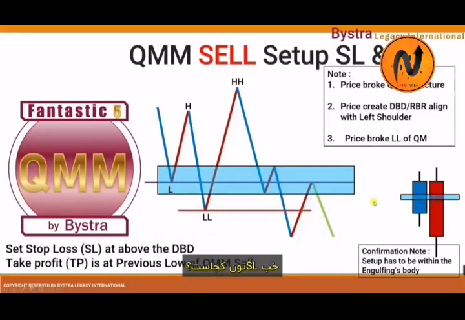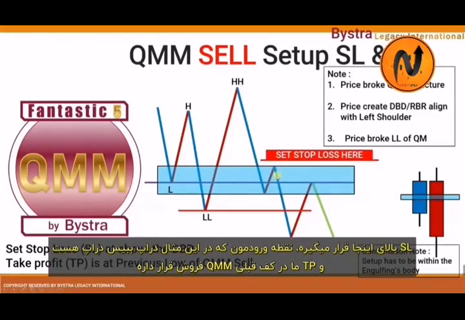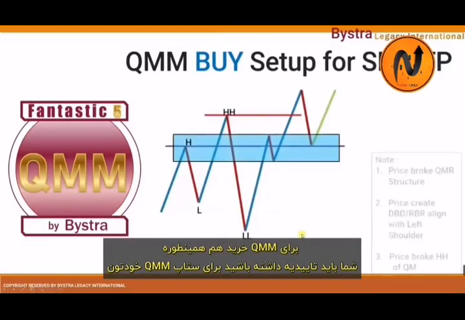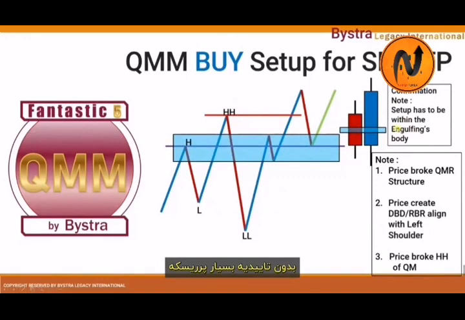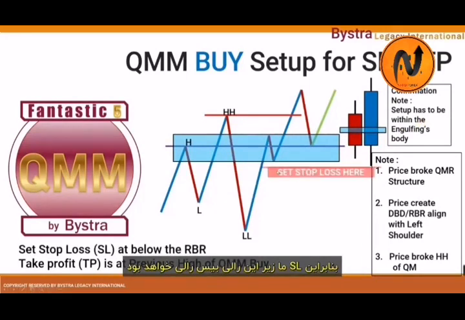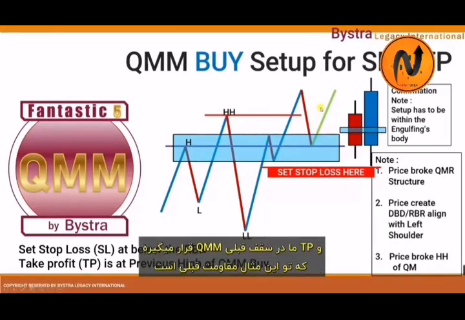So where is your stop loss? Stop loss we will set above here, our entry point, which is the drop base drop in this case, and our take profit would be the previous low of the QMM sell. Same goes with the QMM buy. You must have a confirmation for your QM manipulation. Without confirmation, consider it very high risk. So our stop loss will be below here, below the rally base rally, and our take profit will be at the previous high of the QMM, which in this case is the previous resistance.